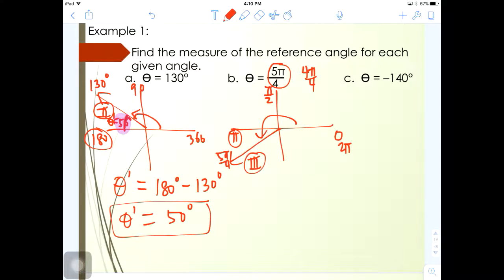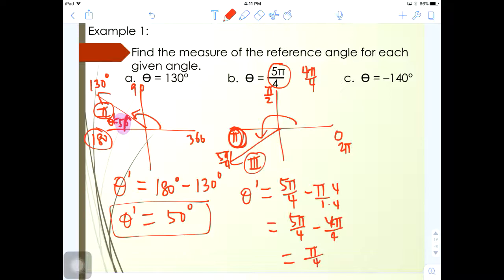And in quadrant 3, you are closer to pi instead of 2 pi. So therefore, theta prime, the reference angle, is going to be the bigger angle. Now notice this angle is bigger than pi, so we're going to take 5 pi over 4, which is bigger than pi, minus pi, and I'm going to find a common denominator. So 5 pi over 4 minus, now pi is actually 4 pi over 4 when you multiply 4 on top and bottom. So 5 minus 4 is just 1 pi over 4. And so theta prime is pi over 4.